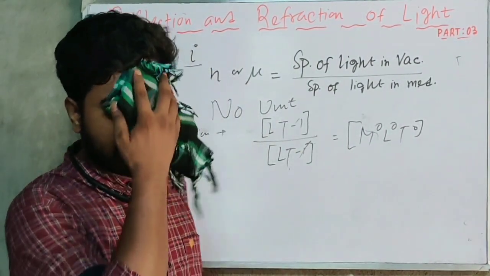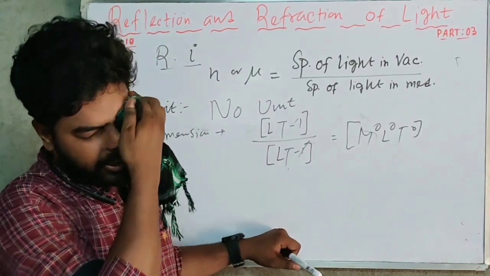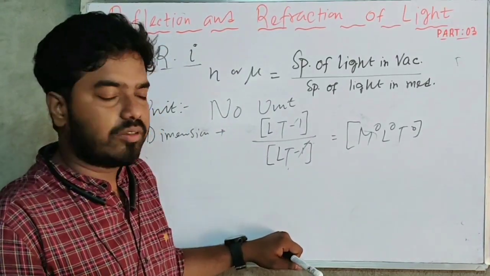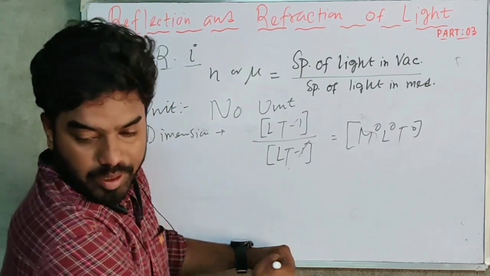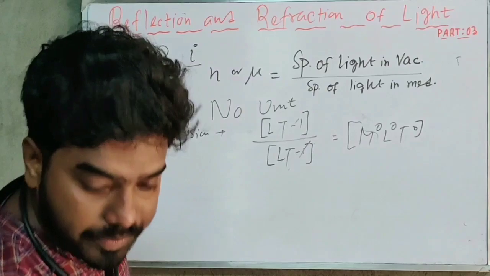And what is refractive index? Refractive index is the ratio of the speed of light in a vacuum to the speed of light in a medium. Suppose you have to calculate refractive index.